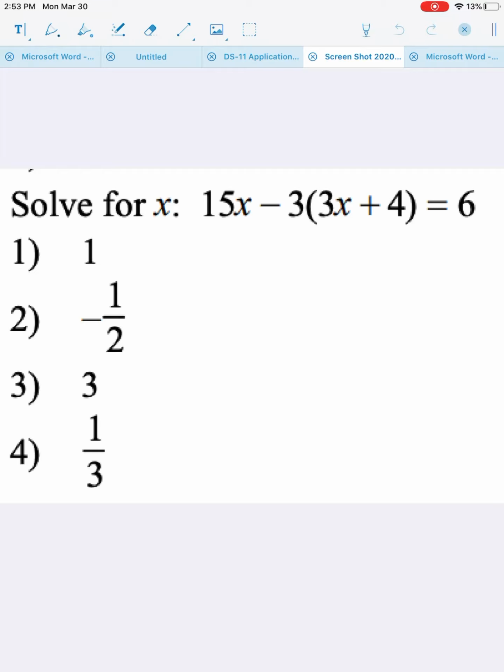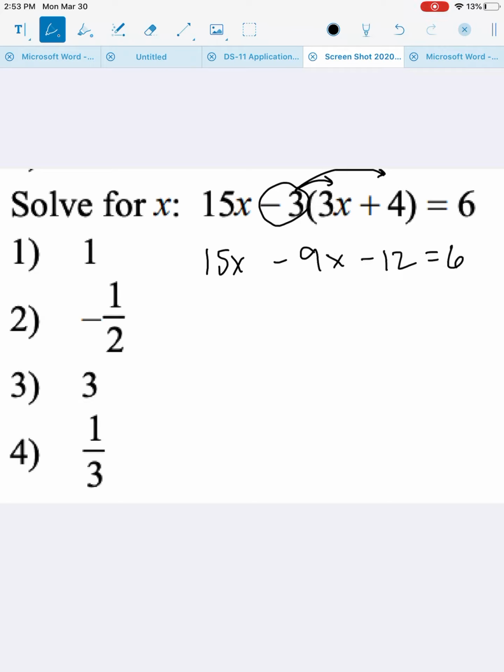So, question one. Let's solve for x. This was the basic equation. To me, the problem boils down to being able to distribute correctly. It's distributing a negative 3 to both terms inside the parentheses, giving us negative 9x minus 12 equals 6. And when I subtract 9x from 15x, I'm left with 6x minus 12 equals 6. From there, I get 6x equals 18. Divide by 6, divide by 6, and I get x is equal to 3.